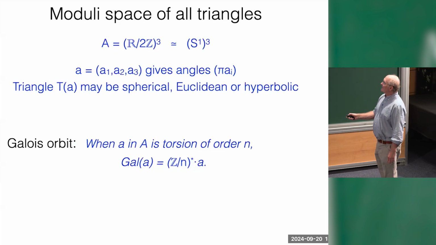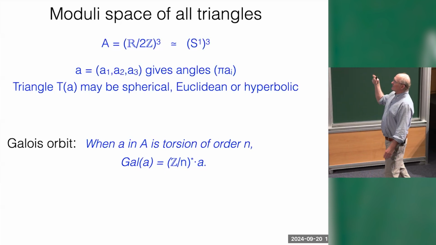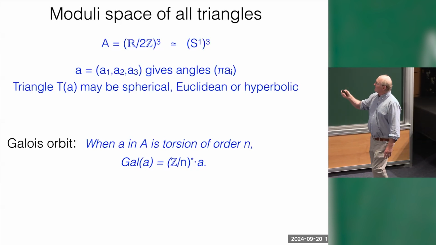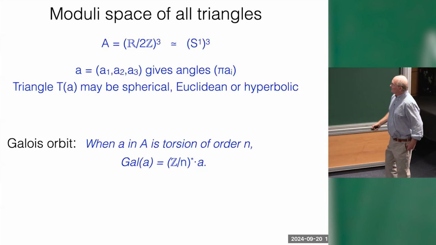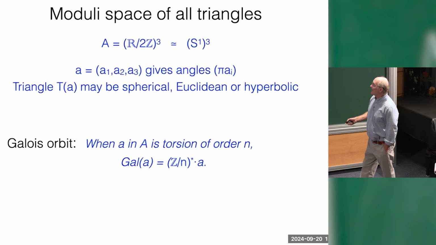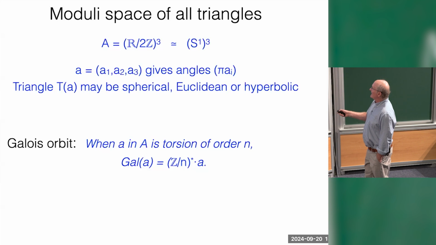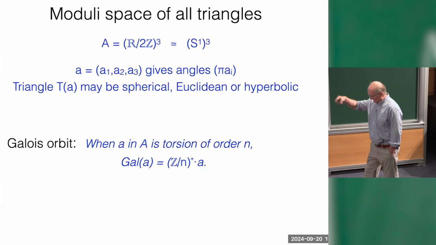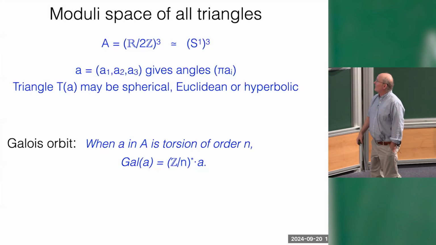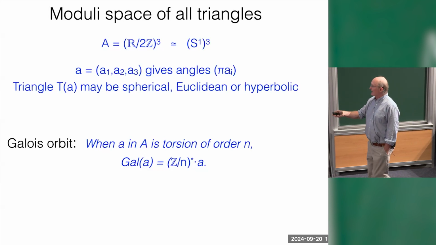So here's something interesting. When all of these angles are rational multiples of pi, well, we can think of them as corresponding to roots of unity. But equivalently, they're torsion points on this torus. In any case, they have a Galois orbit, which you can write naively. If it's torsion of order n, you just take the invertible elements in Z mod n and multiply them by a. They're all the different generators for the cyclic group generated by a. We call that the Galois orbit of a. If a were really a list of 3 roots of unity, this would be its ordinary Galois orbit.